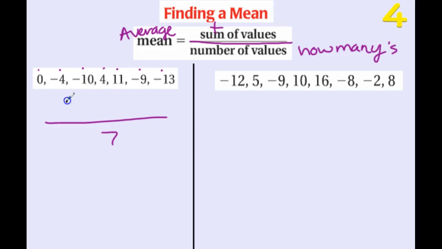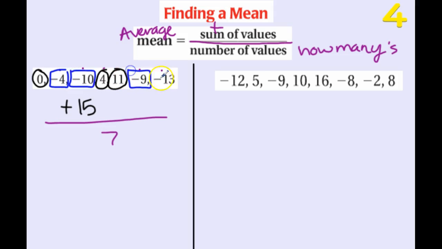So I'm going to add up all the positives and combine it with all the negatives. So first, I have 0 plus 4 is 4. 4 plus 11 gives me 15, so I have 15 positives. If I add up all my negatives, I'm going to do the bigger ones first. 9 and 13, we should get 22. 22 plus 10 is 32. 32 plus 4 is 36. So we're combining that with a negative 36.